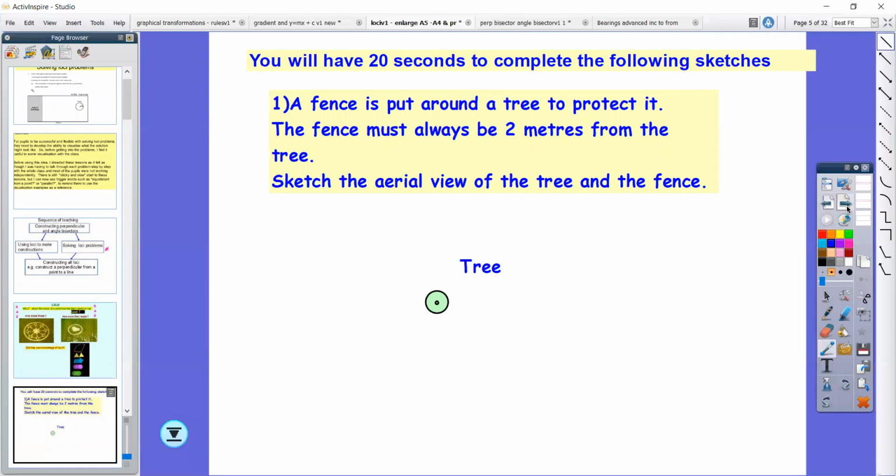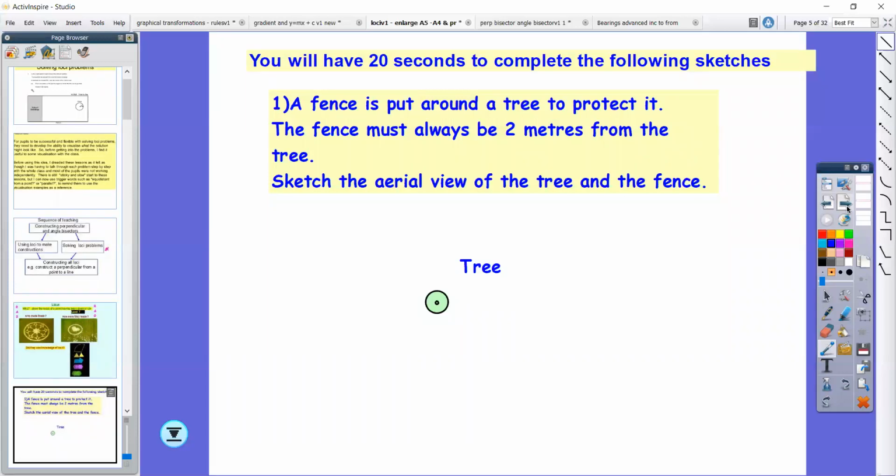First one there. A fence is put up around a tree to protect it. The fence must always be 2 meters from the tree. So get the aerial view of the tree and the fence. And now you're going to get all sorts. It's quite funny. You get pictures of trees. You get sometimes branches. Sometimes people putting birds on trees and all sorts.